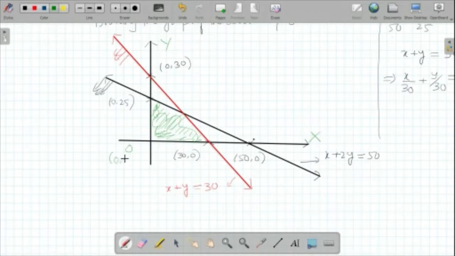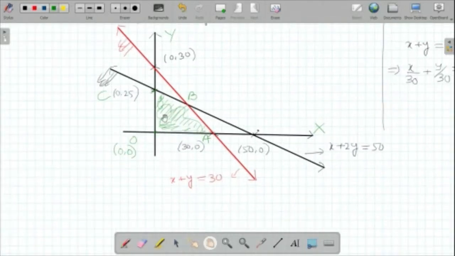Now corner points. This is my first corner point, which is 0 comma 0, and then let's say this point is A. We don't know this point B, and this we know as C. So this point is 0 comma 25. Now how about this point B? Let's see. Point B.